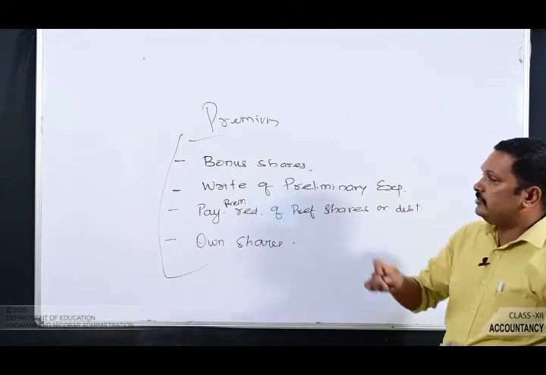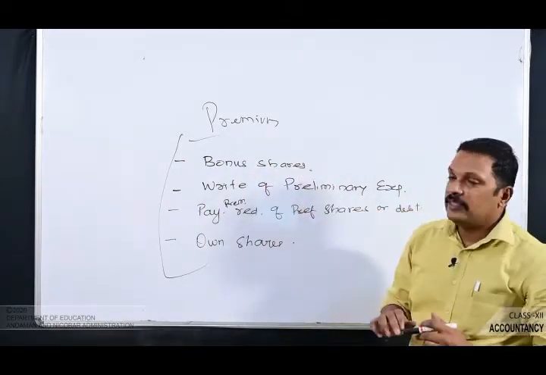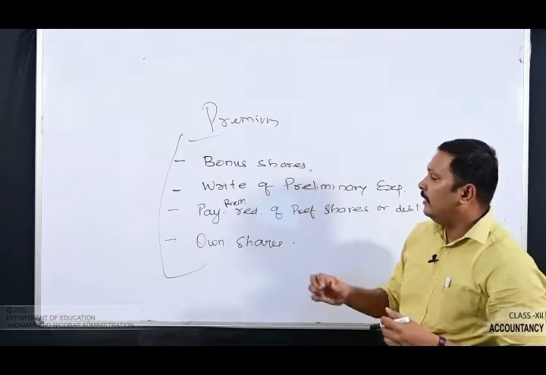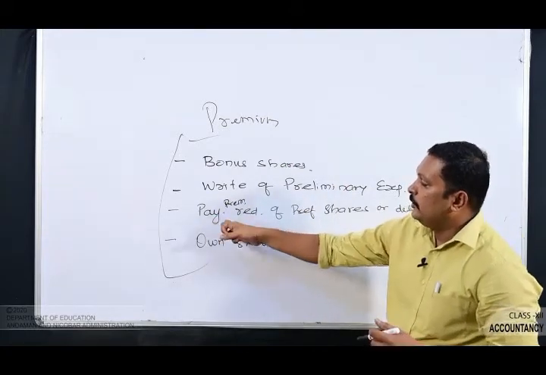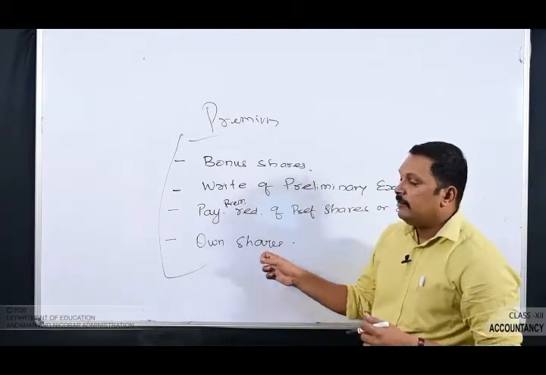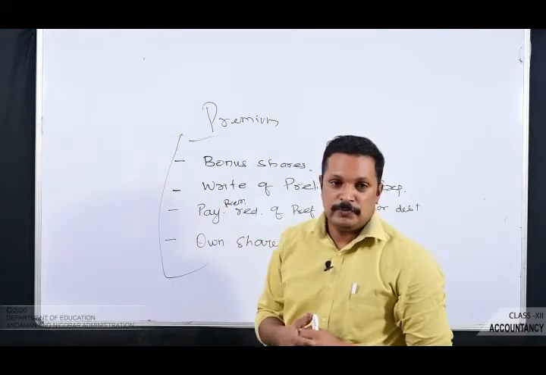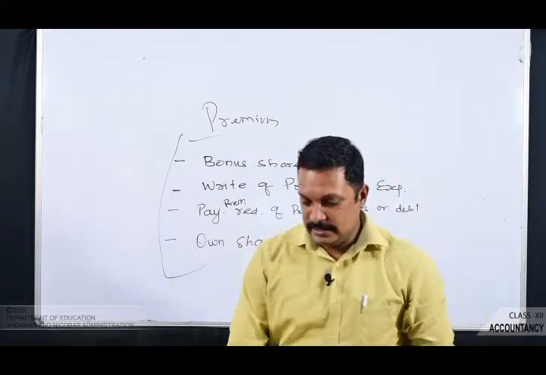To issue bonus shares, we can use this amount. To write off preliminary expenses, we can use the premium, the amount collected through the issue of shares. And then to redeem, to pay the premium on redemption of preference shares or debentures, and then to purchase our own debentures, we can use our premium amount. Clear? Okay, this is the theory part.